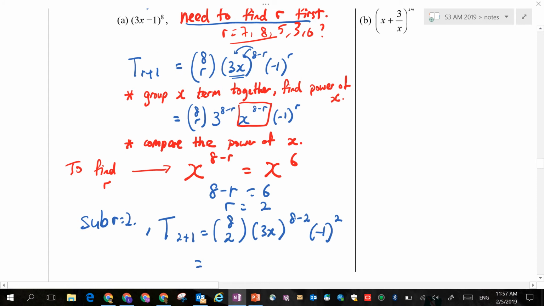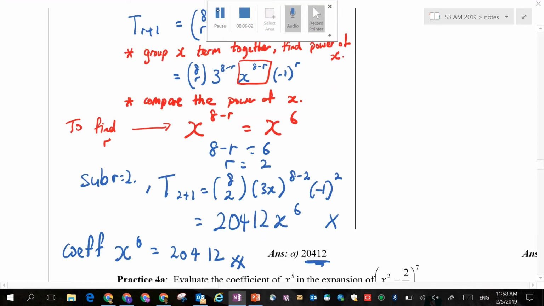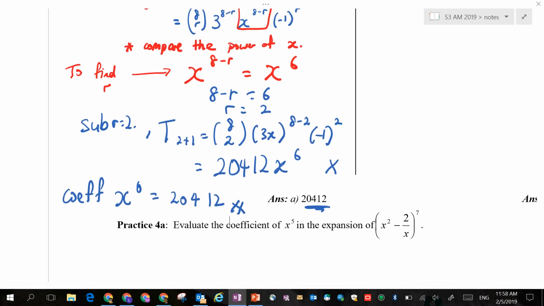Yeah, I pause video here. Okay, so don't be too high. When you sub r equals to 2, you finally get the answer but it's still wrong. They ask for coefficient. So make sure you have one more sentence to tell them you understand the word coefficient means number in front.